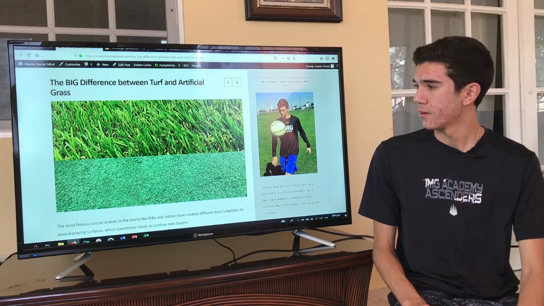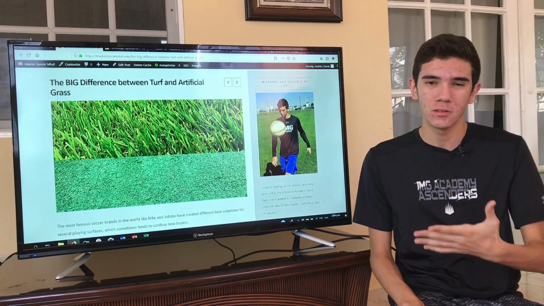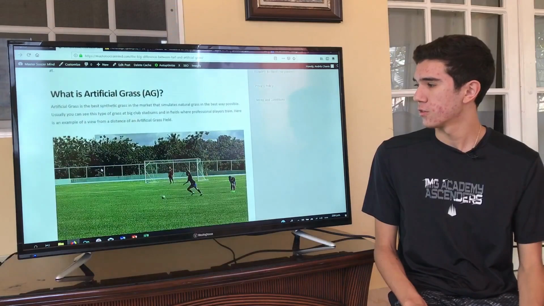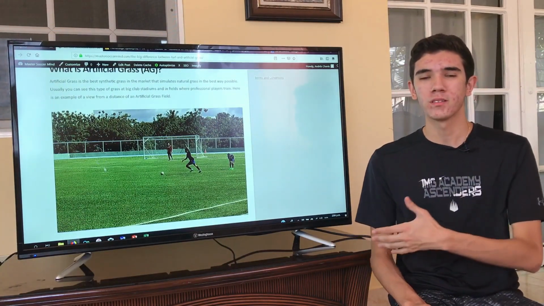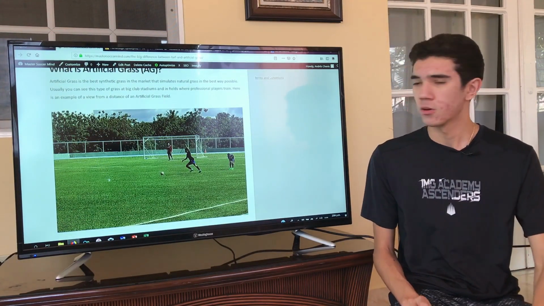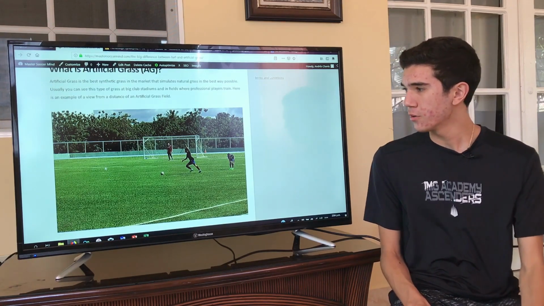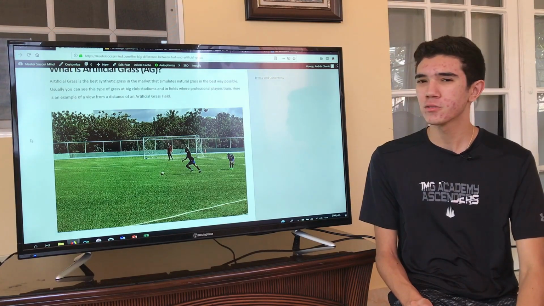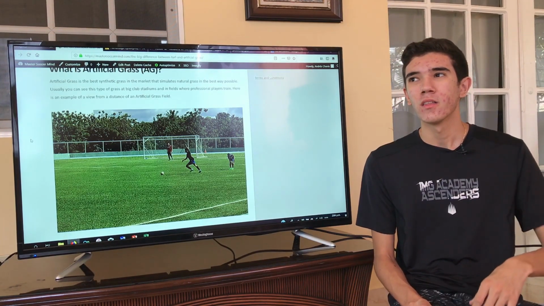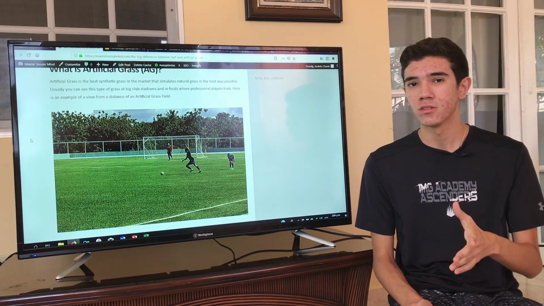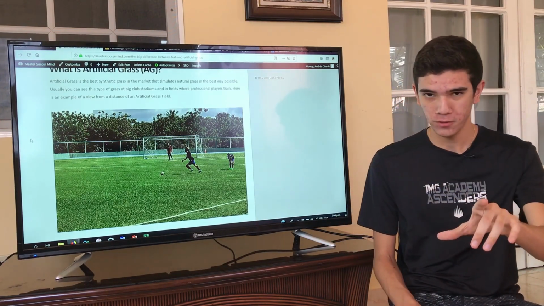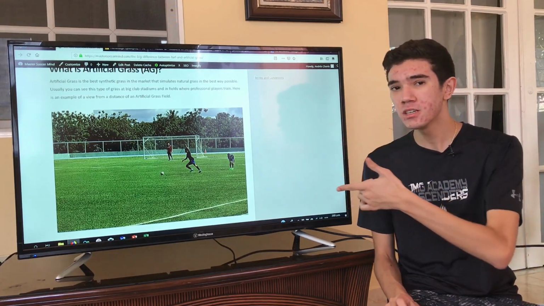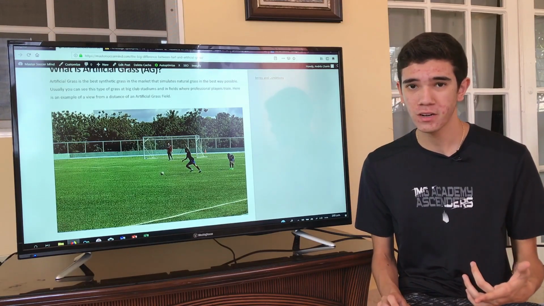So what we're going to do today is see it, because I need you to see the difference between both. That's why I brought the screen. First of all, we're going to talk about what artificial grass is, or AG as brands call it. Here you can see a picture of an artificial grass field. Basically, artificial grass is what we correctly call third generation artificial grass, while turf is first generation artificial grass. So remember that: AG is actually third generation artificial grass.